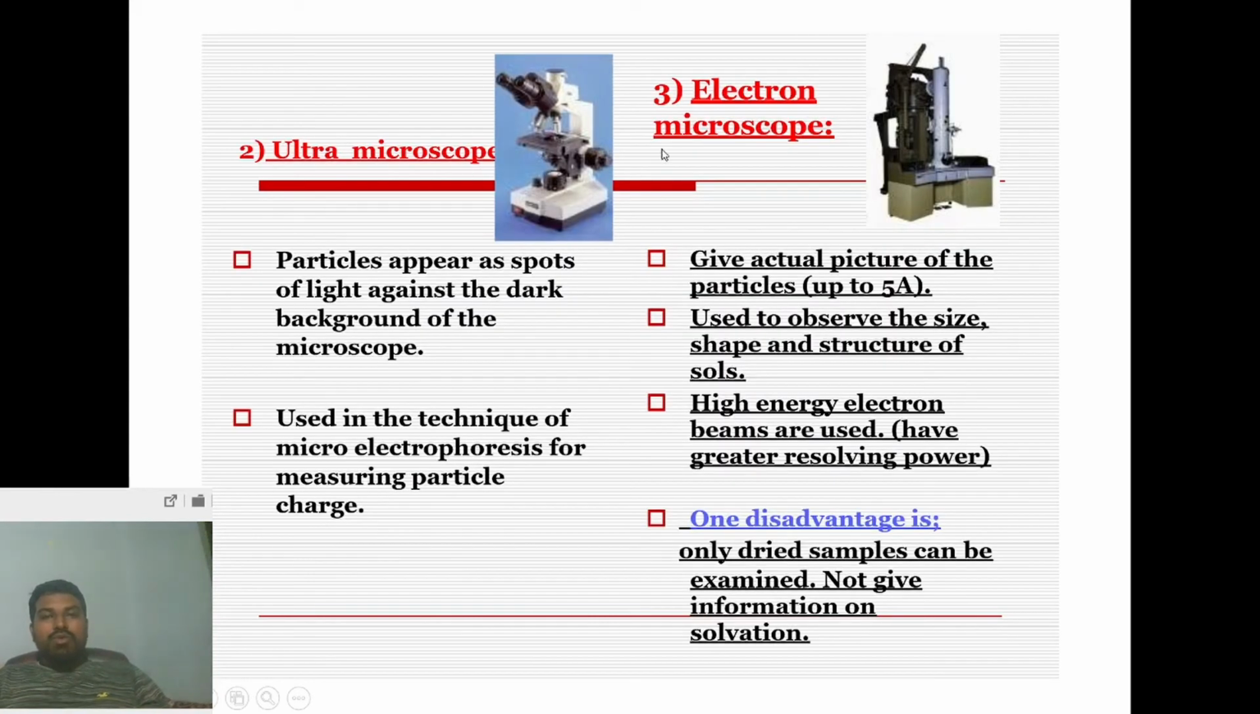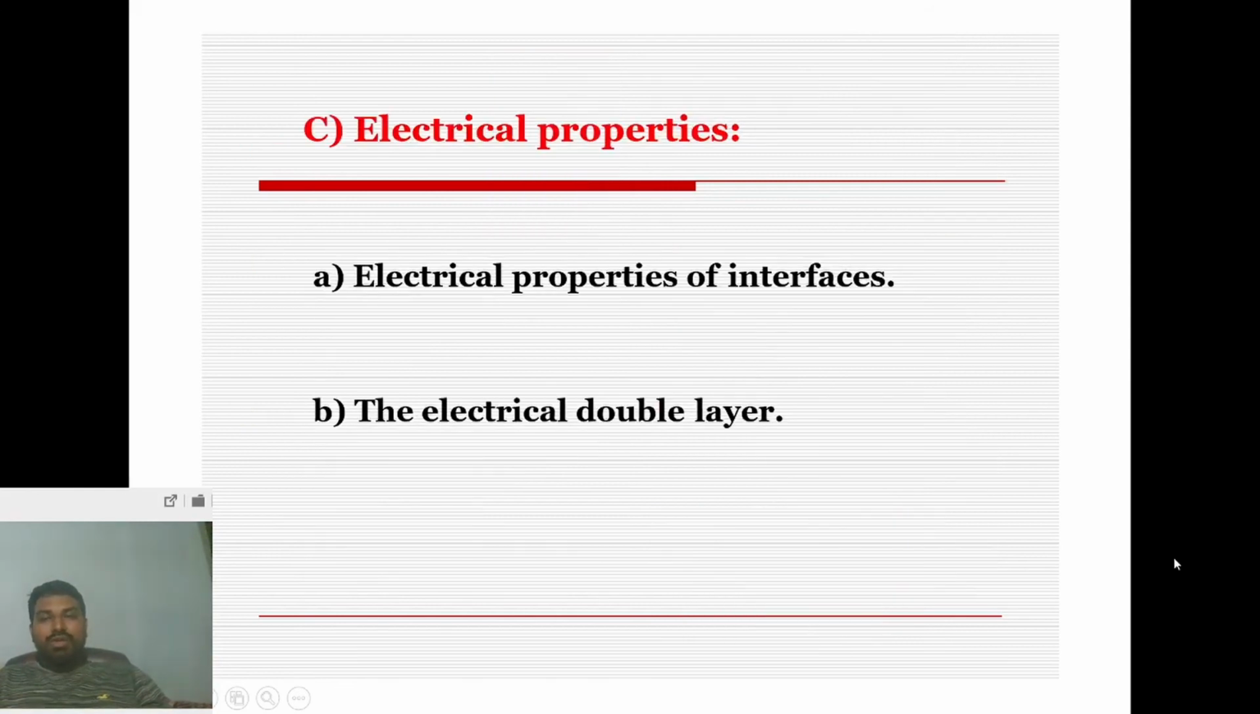Now, the ultramicroscope and the electron microscope. In the ultramicroscope, particles appear as spots of light against the dark background of the microscope. It is used in the technique of microelectrophoresis for measuring particle size. The electron microscope gives an actual picture of particles up to 5 angstrom, and is used to observe the size, shape and structure of sols. High energy electron beams are used, having great resolving power. One disadvantage is that only dried samples can be examined, so it gives no information on the solution.